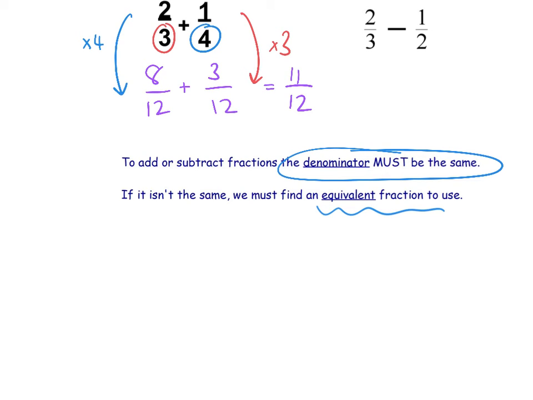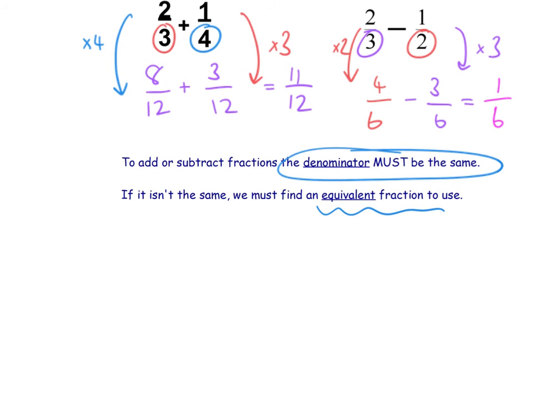Same process with subtraction. So because that's a 2, we're going to times this side by 2, so we're going to get 4 over 6. Timesing the other side by 3, because that's the 3, so we're going to get 3 over 6. And then we can subtract through from that to give us 1 over 6. And that's the process we have to follow all the way through.